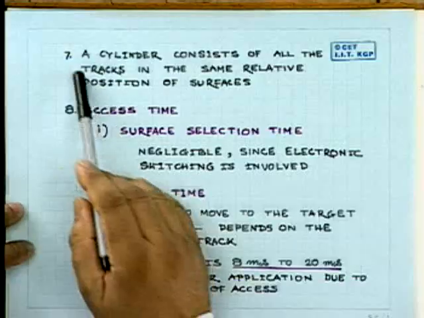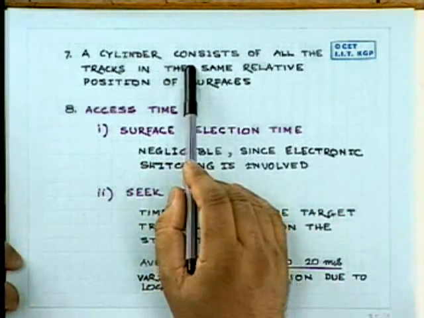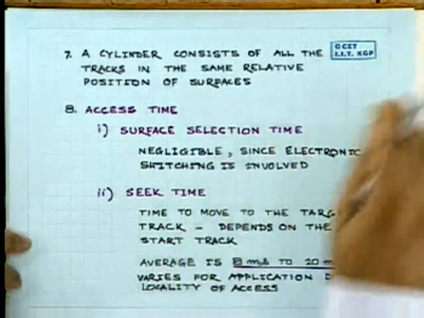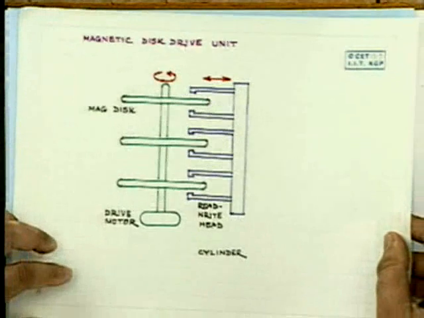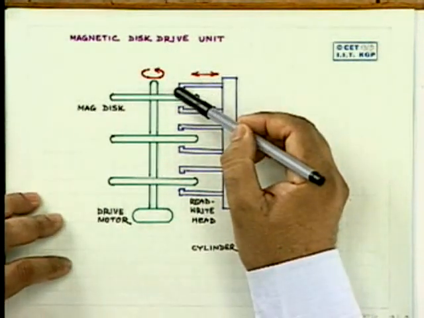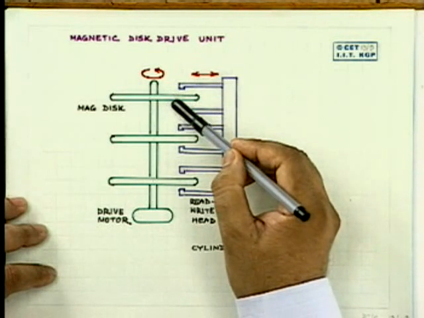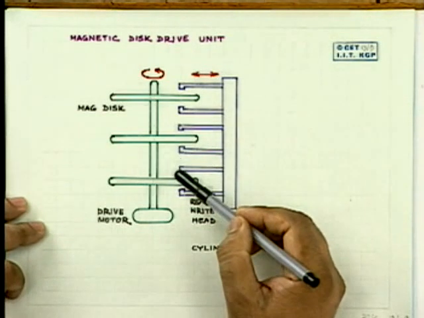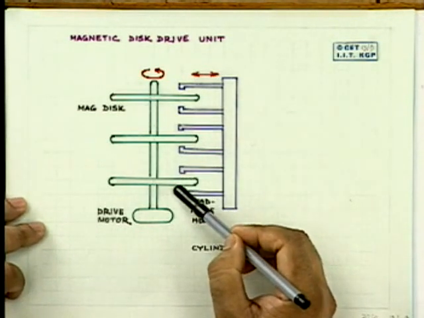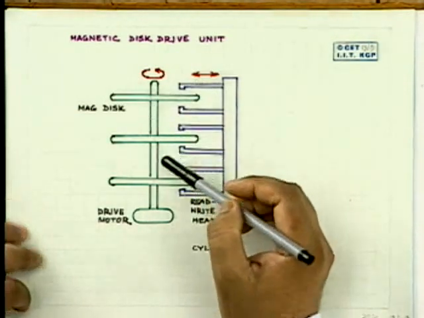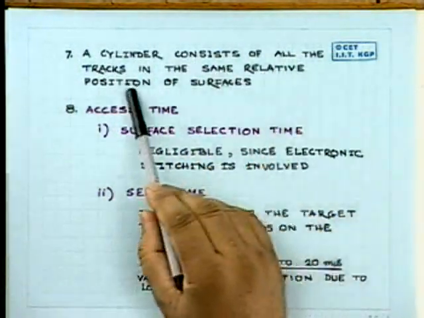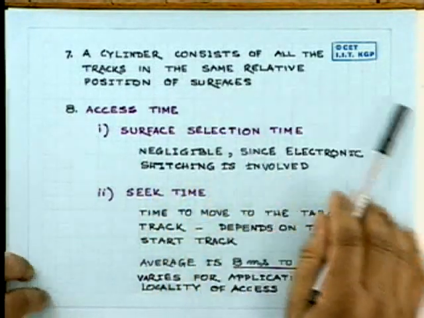Now let's see. A cylinder consists of all the tracks in the same relative position of a surface. For example, say track number 5 of this surface, track number 5 of this surface, track number 5 of this surface, and so on. All these track number 5s will constitute cylinder number 5. Therefore, we say that a cylinder consists of all the tracks of the same relative positions of the surfaces.